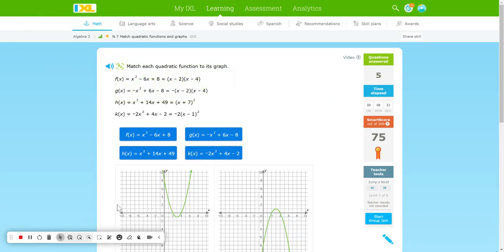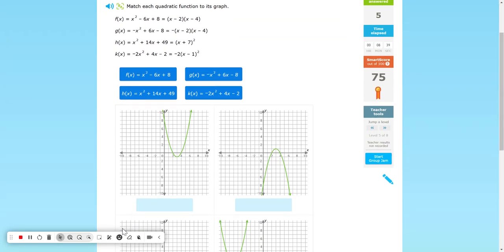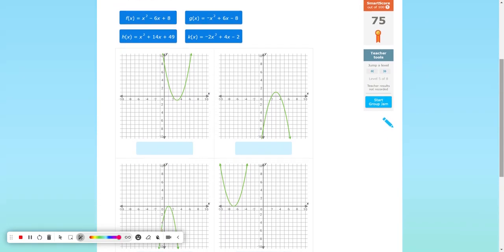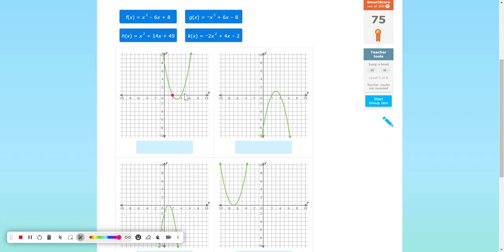Let's do one more and then we're done with this. The first function right here, they give it to you in factor form. So you can see the 2 x-intercepts have to be at x equals 2 and x equals 4. Make sure you take the opposite. And this has to open up because this is number 1a right there. So go and find the open up graph with x-intercepts at 2 and 4. 2 and 4 is right there. See, this is 2, this is 4.